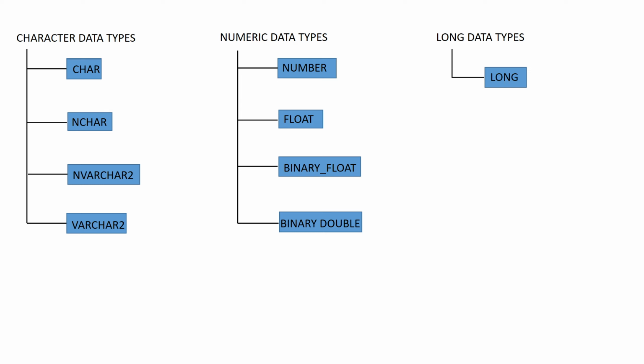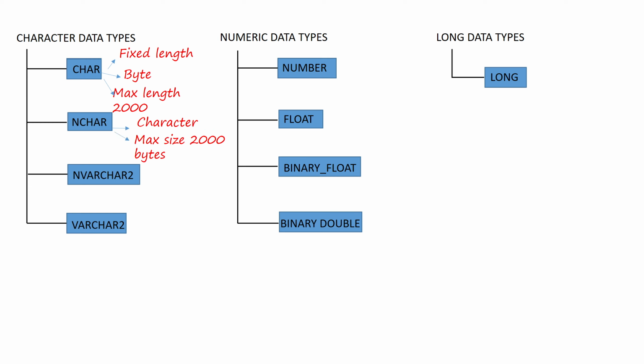First is character data types, and it is the char data type. It has a fixed length and the maximum size of char data type is 2000, either in bytes or characters. By default, it is going to take bytes. The next data type is nchar. The nchar also has a maximum size of 2000 and by default it is going to take characters. Both char and nchar by default take 1 byte if we do not mention the size of those data types.